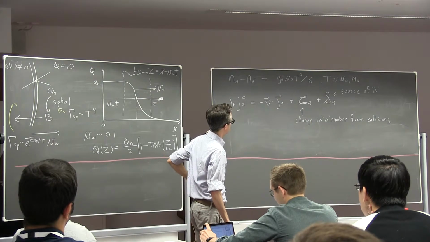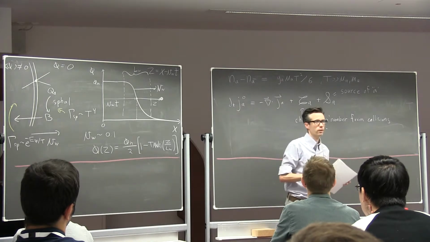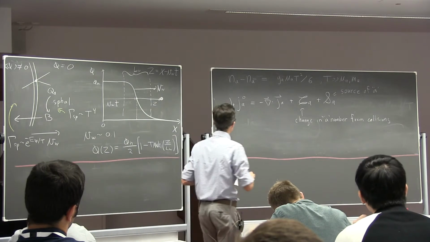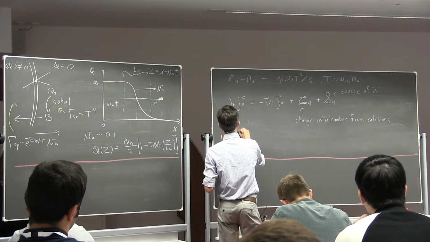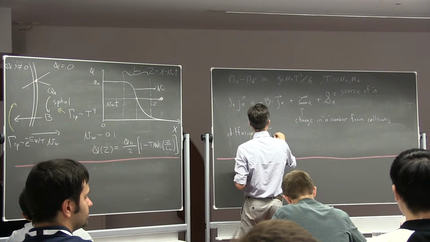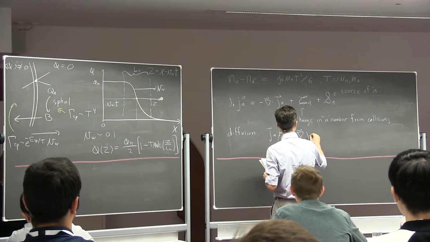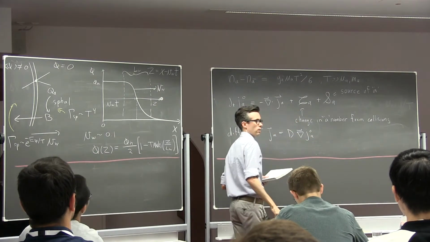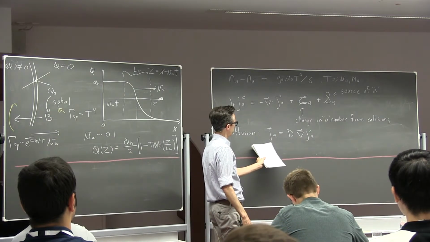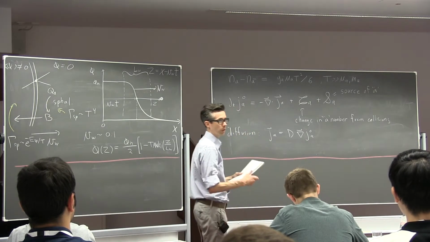This is effectively a kinetic equation, and a further approximation we're going to make is called the diffusion approximation. The diffusion approximation is that there exists some constant D such that J_A is D times the gradient of the number density. So this is my current, and I'm saying that my current is equal to the gradient of the number density, up to some constant.